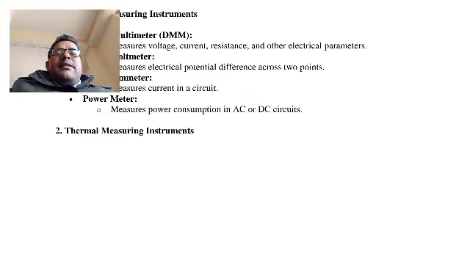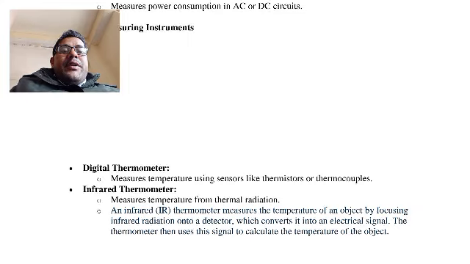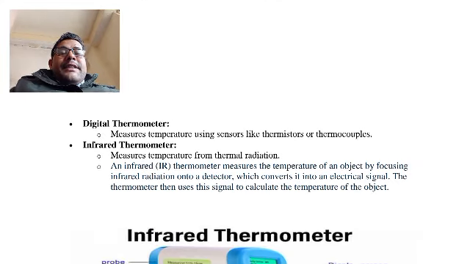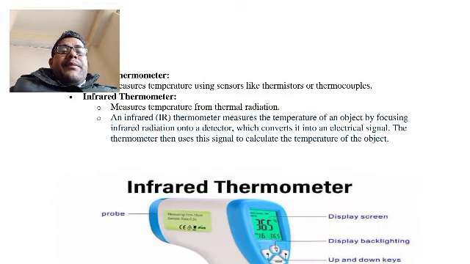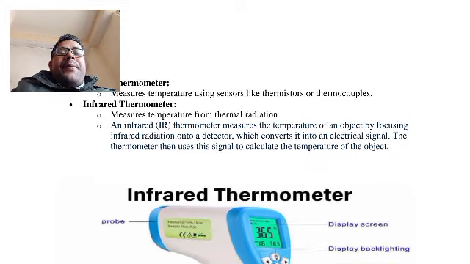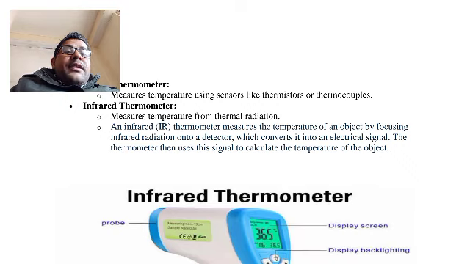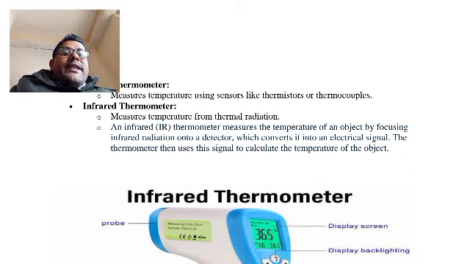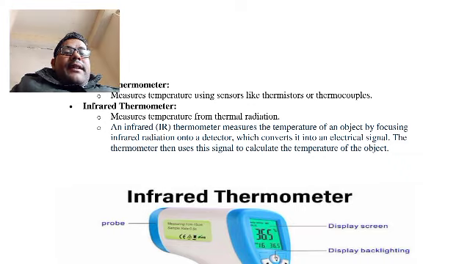Next are thermal measuring instruments. A digital thermometer measures temperature using a thermistor or thermocouple. Second is the infrared thermometer, which measures temperature from thermal radiation. It measures the temperature of an object by focusing infrared radiation on a detector, which converts it into an electrical signal. The thermometer then uses this signal to calculate the temperature of the object.